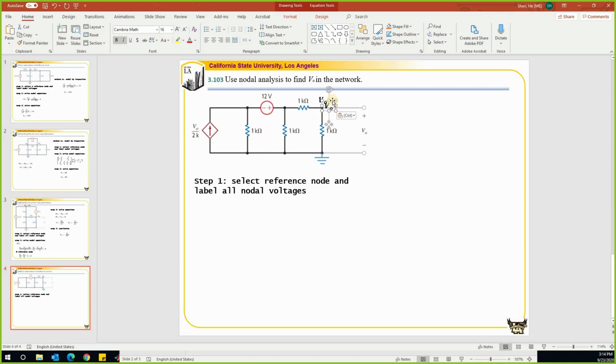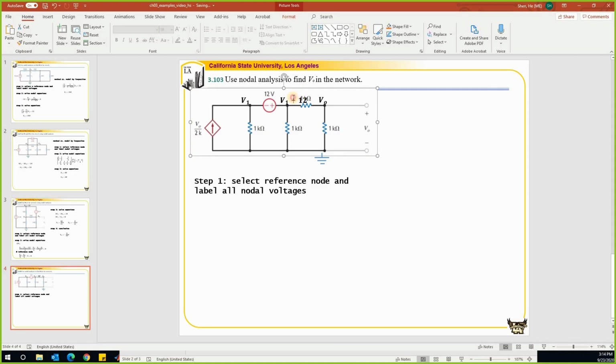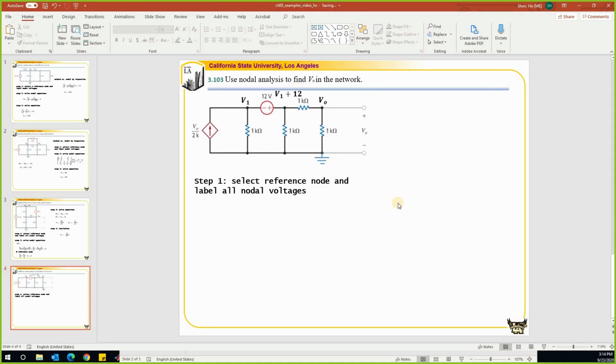Let's label the other nodes as well. This node will be, let's call it V1. And there's another node over there. Let's call that node V2. And we know that we want to maximize what's given in the problem. We know this node is higher than V1 by 12 volts. So we just call that node V1 plus 12. So this node has a nodal voltage of V1 plus 12. So we maximize the utilization of all the given information from the problem. That will help us limit the number of unknowns, so eventually you will come up with an equation set that is easier to solve.